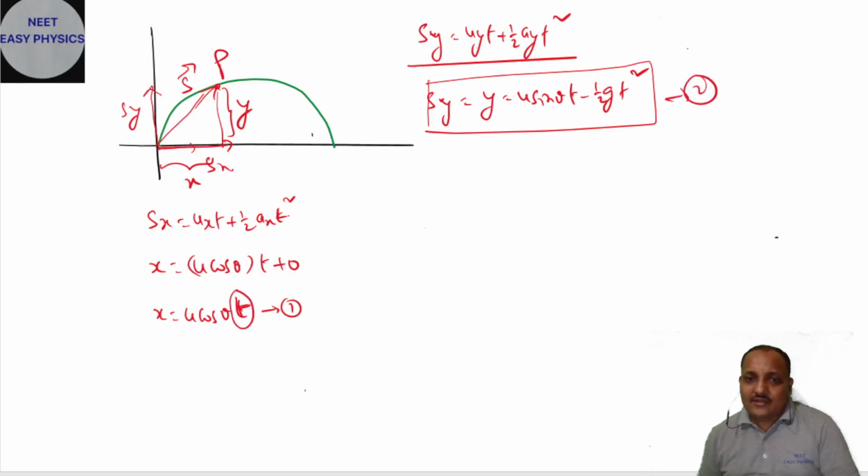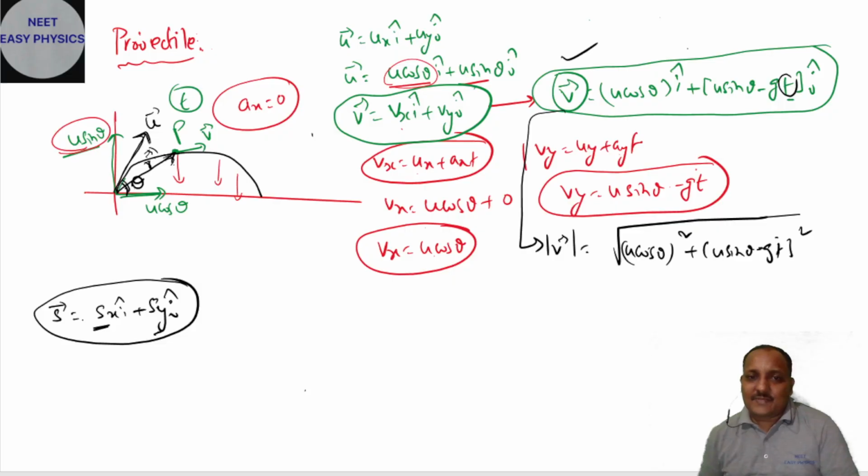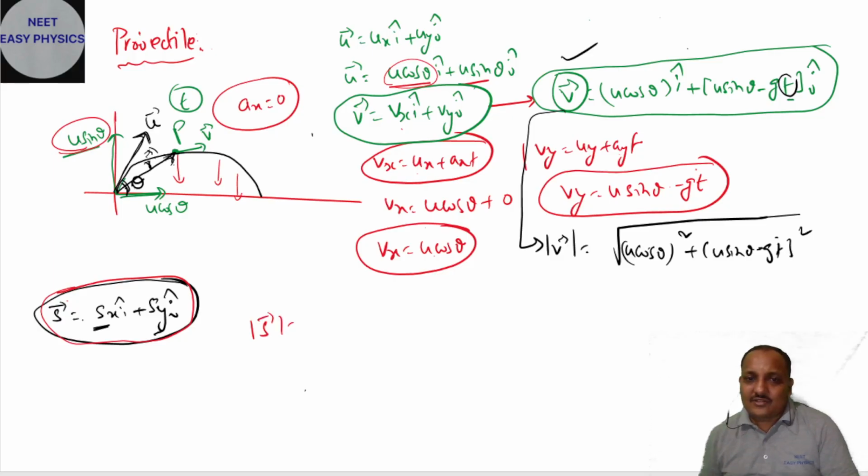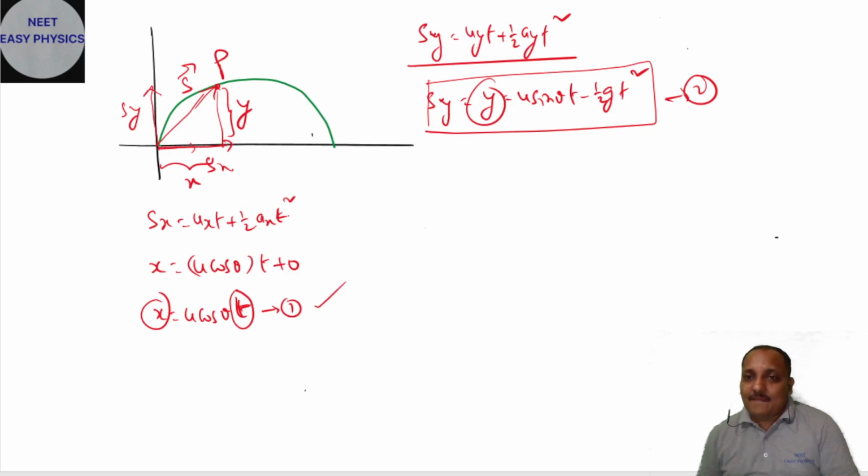So we want the x and y relation to say what the path of this projectile is. Generally we wrote displacement like this. If you want displacement, you can write it like this. The magnitude we can also write: modulus of s bar is equal to root of Sx square plus Sy square. Sx means equation 1, Sy means equation 2. So what is the path of this projectile? To find the path of the projectile, we want the relation between y and x. Why? Because then we come to know the nature.